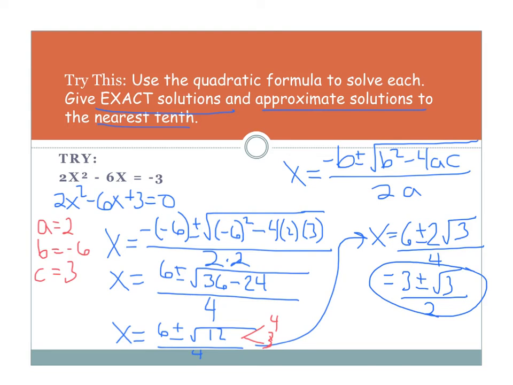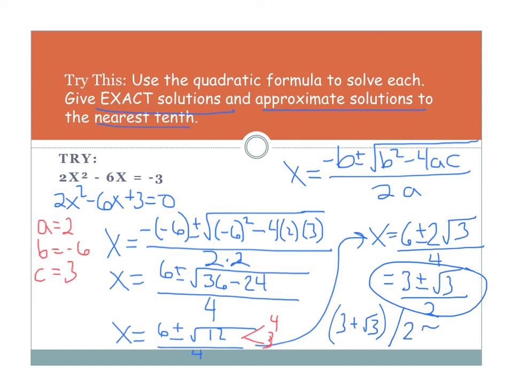Now let's get our approximate answers. We're going to have to plug in 3 plus the square root of 3 over 2, and 3 minus the square root of 3 over 2. All right, make sure you have 3 plus the square root of 3 in parentheses divided by 2. So in your calculator, it should look something like this: 3 plus the square root of 3, all in parentheses, divided by 2, and that's going to give you one of your approximate answers. And you'll do the same thing here, but with a minus sign for the second one. So let's get those two.